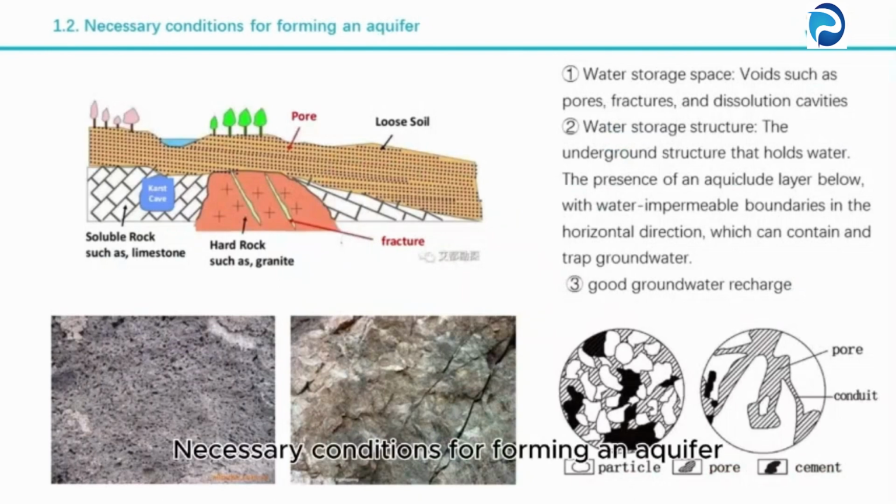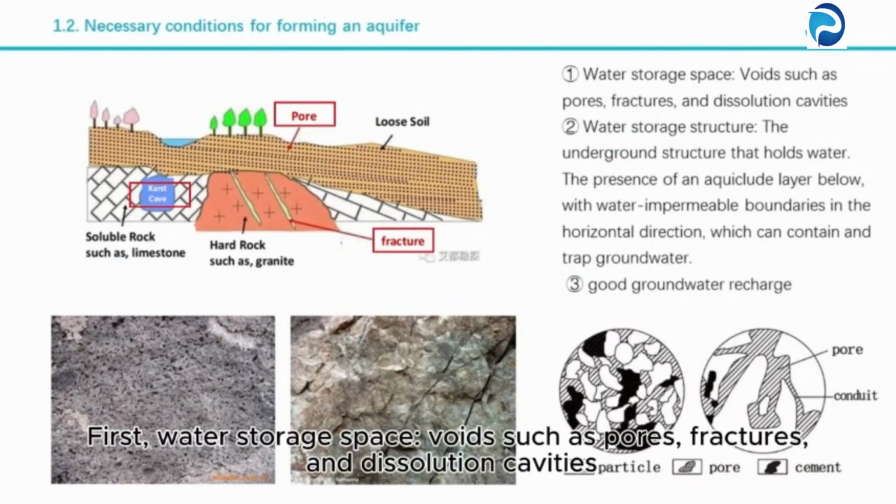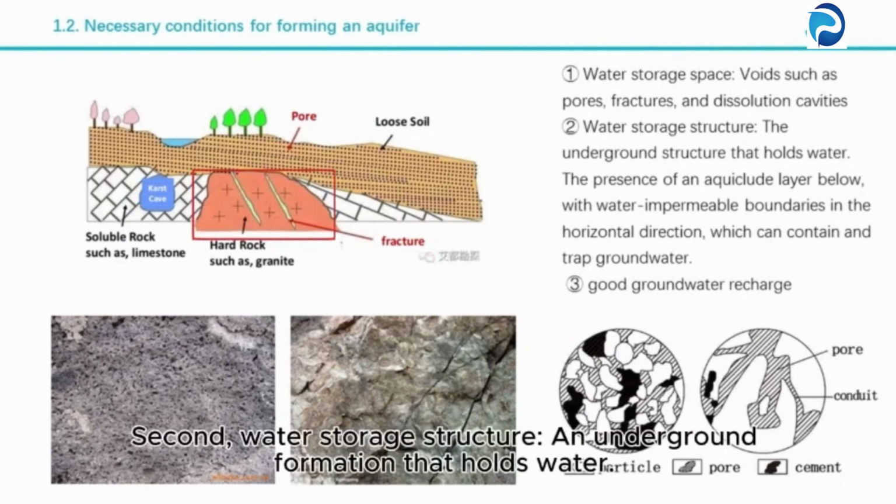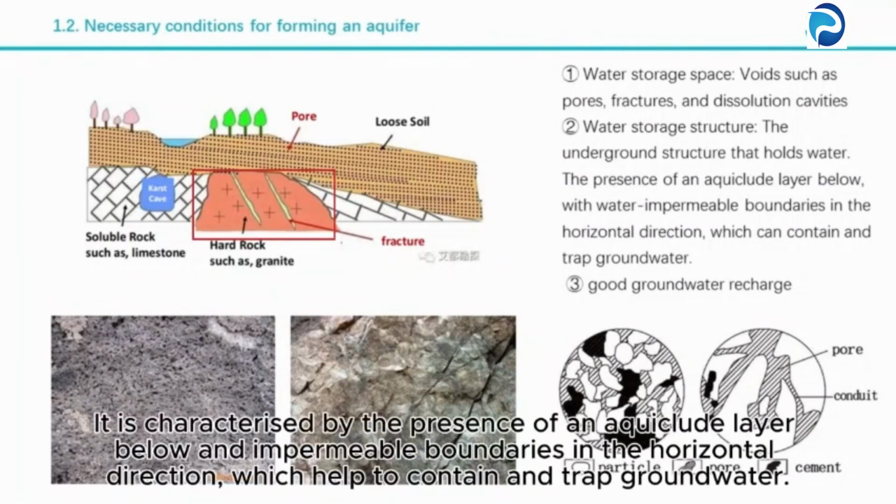Necessary conditions for forming an aquifer. There are 3 necessary conditions. First, water storage space, voids such as pores, fractures, and dissolution cavities. Second, water storage structure, an underground formation that holds water. It is characterized by the presence of an aquiclude layer below and impermeable boundaries in the horizontal direction, which help to contain and trap groundwater.